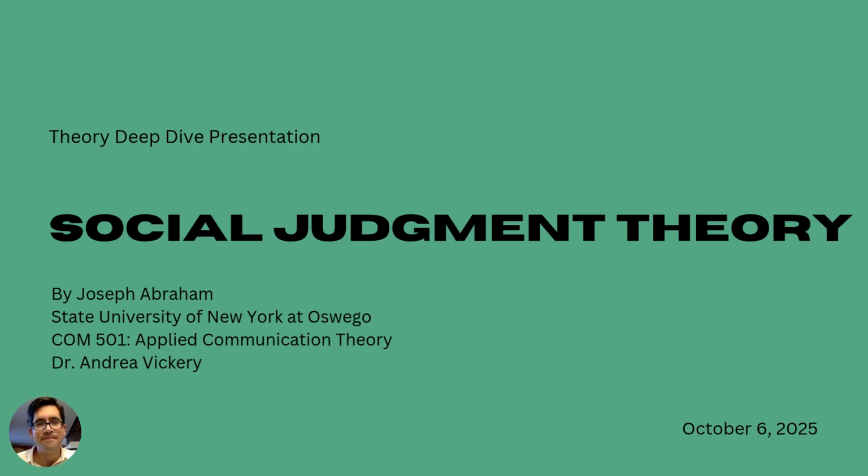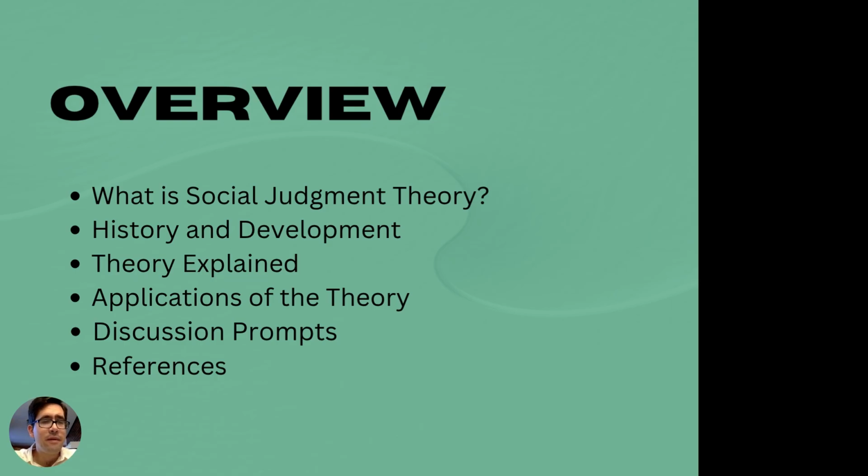Let's get started. Today I'm going to talk about what social judgment theory is, some of the history and how it developed over time. I'll explain how the theory works, as well as give examples of the different applications of the theory that I found in my research. And then finally, I will leave the class with 2 discussion prompts, as well as my references.